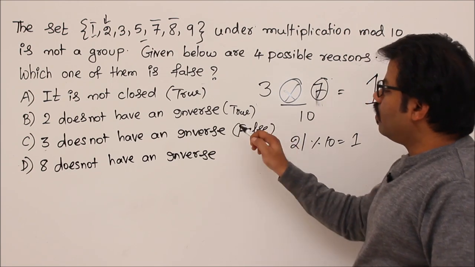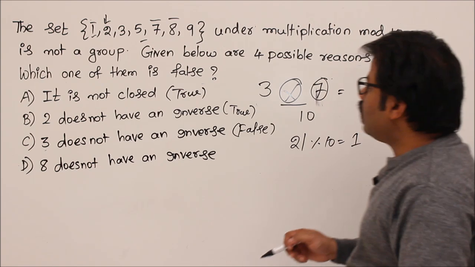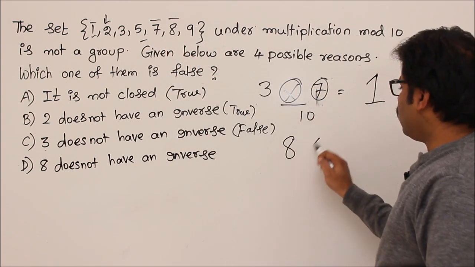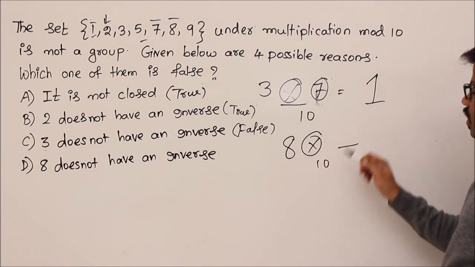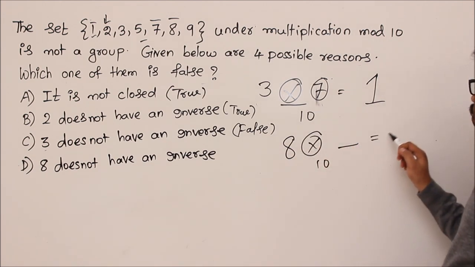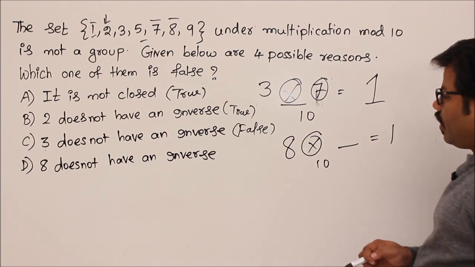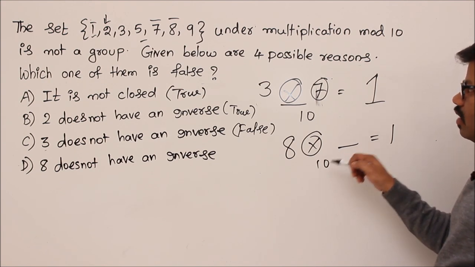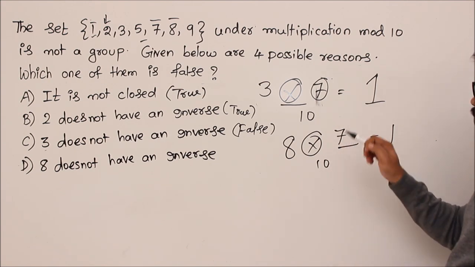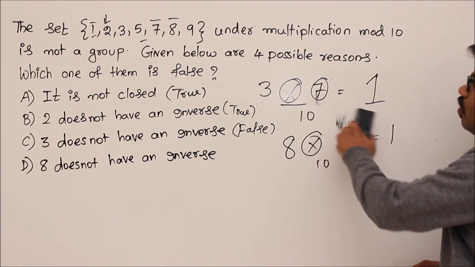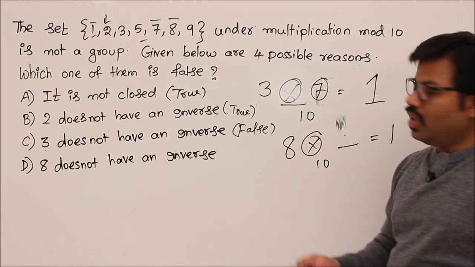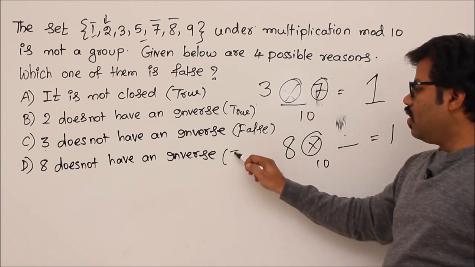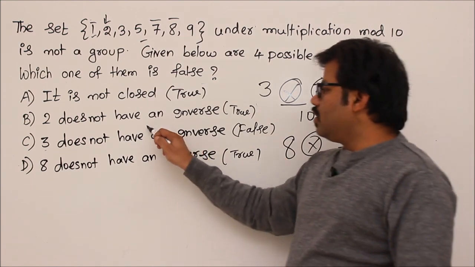Correct? Now, 8 doesn't have an inverse. We'll see. If 8 has an inverse, then what is it? 8 1s are 8. No. 8 2s are 16. No. 8 3s are 24. No, because remainder 4. 8 5s are 40. 40 modulo 10 is 0. No. 8 7s are 56. Remainder 6. No. 8 8s are 64. Remainder 4. 8 9s are 72. Remainder 2. That means 8 doesn't have an inverse, which is a true statement. Finally, C is the right choice.